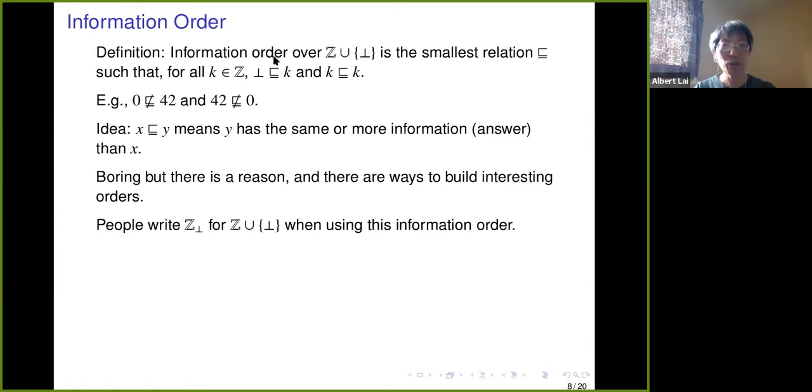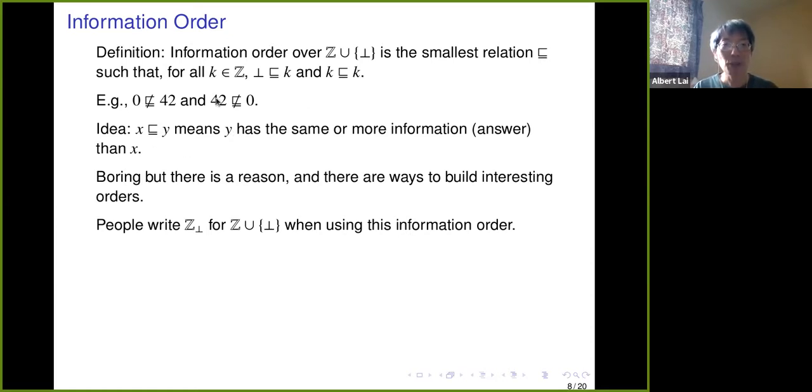The name is information order because the motivation is this: when x is less than or equal to y, where x can be bottom or an integer, y can be bottom or an integer. But in all cases, when this is true, we want this to mean that y has the same information as x, or if not, then y should have more information than x.